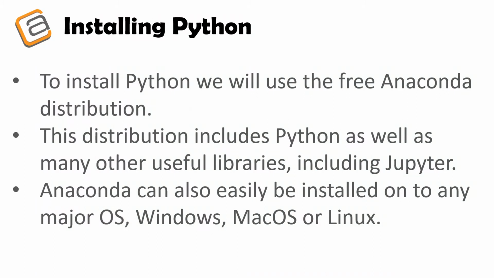So, to actually look at all these advantages and start learning Python, we need to install it, and we're going to install Python using the free Anaconda distribution. The reason for that is this distribution includes Python as well as many other useful libraries, including Jupyter, which is the notebook system we're going to be using. Throughout a lot of the later videos we'll use things like text editors to write Python scripts, but when we first start learning, Jupyter is a great choice. Another reason we choose Anaconda is that it can be easily installed onto any major operating system, such as Windows, Mac OS, or Linux.